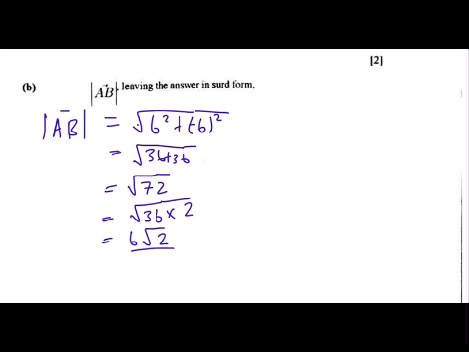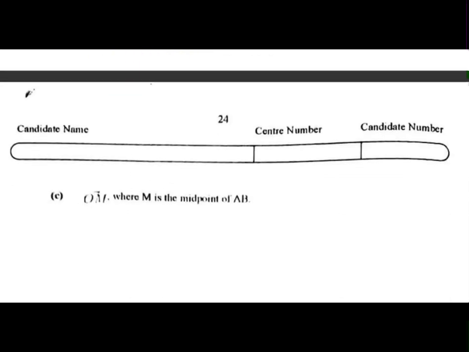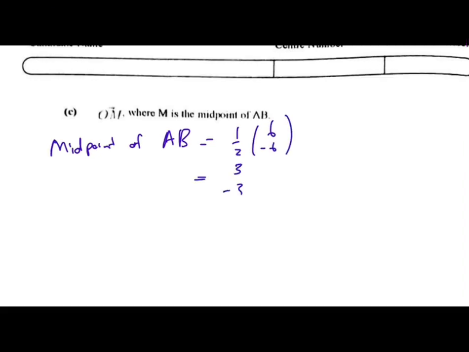Moving on, the next question is part C. Find OM where M is the midpoint of AB. We've already calculated AB, so we just need to multiply that vector by half. So the midpoint of AB is half of AB, which is half of the vector we already calculated, (6, -6), which equals (3, -3). That's very simple. So our OM will be (3, -3).